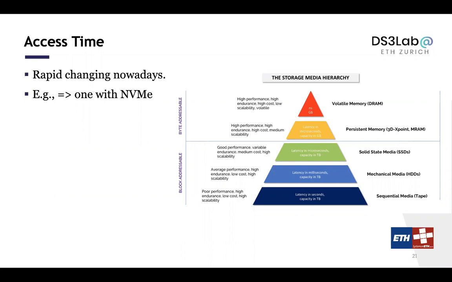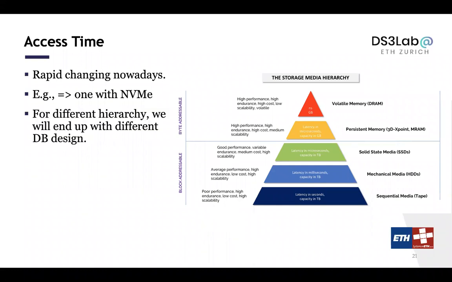So the storage hierarchy is something that changes really rapidly nowadays, because there are a whole bunch of new hardware that can insert different layers into the hierarchy. For a different type of hierarchy, you will end up with a different database design, right? And if you look at modern database research, one of the main driving forces is the advancement of hardware. Whenever you have some new computation device, for example, GPU or FPGA, or whenever you have a new storage hierarchy, you need to rethink how to construct a database system. And that often gives you a whole bunch of interesting research topics in modern database research.